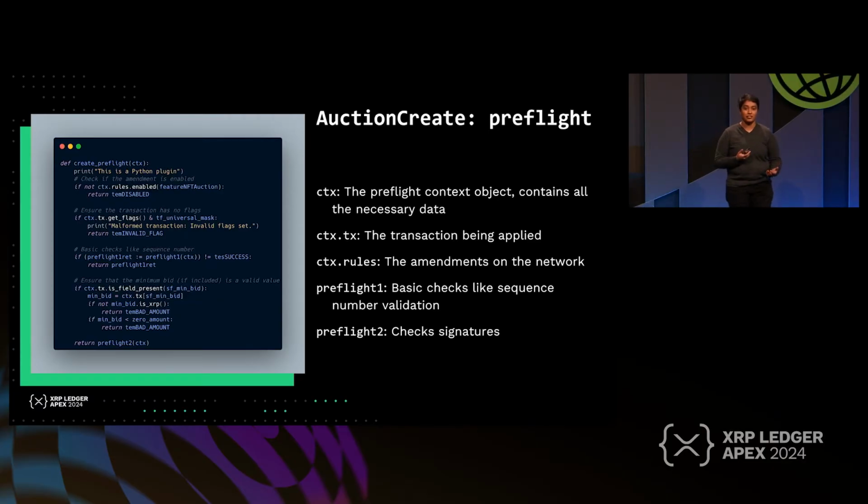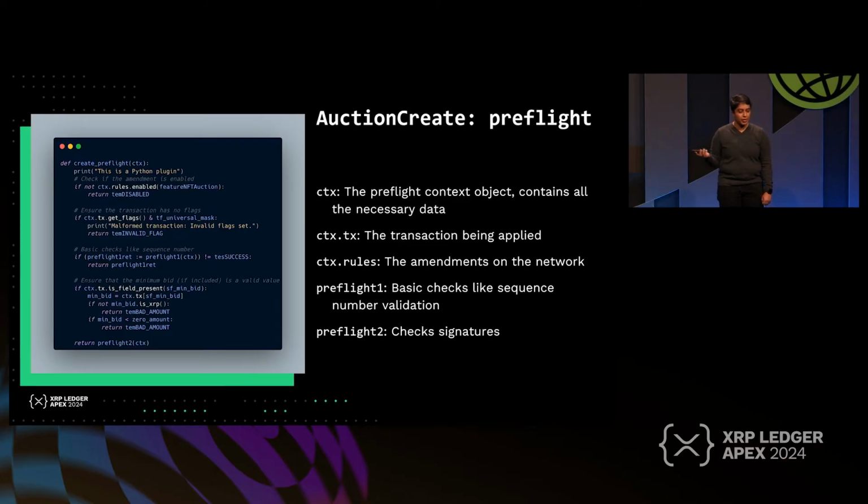Then we want to make sure that there's no flags. We didn't discuss any flags to be putting on this transaction, so we want to make sure that someone didn't accidentally include some flags. That probably means something's wrong. Then we've got some basic checks, like ensuring that the sequence number is correct, that the fee is a valid value, all of those sorts of things. That's done in this helper function called preflight1.